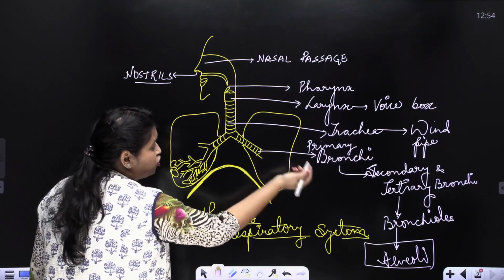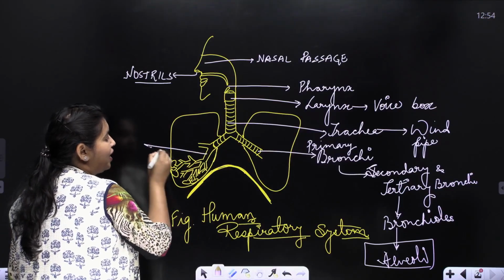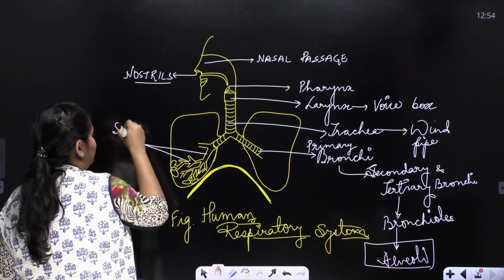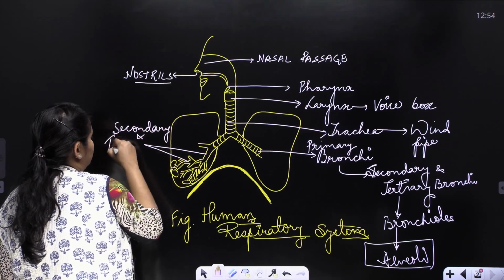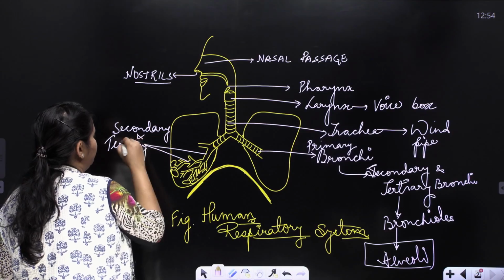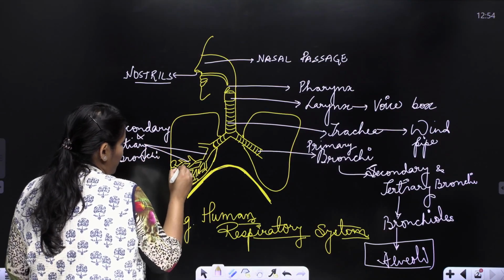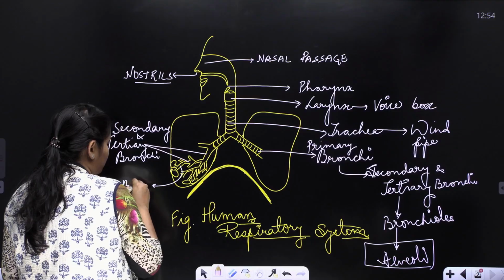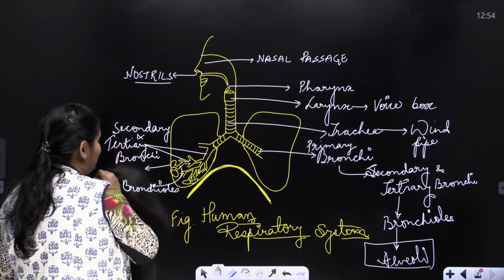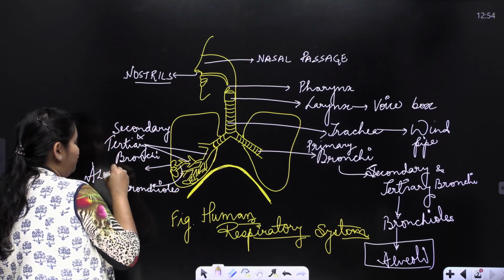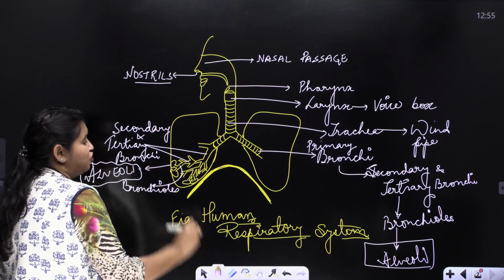So here we cannot show all of this. We have drawn the primary bronchi, and then you can label this as secondary and tertiary bronchi. Then the last one as bronchioles, and finally the alveoli, the site for gaseous exchange.